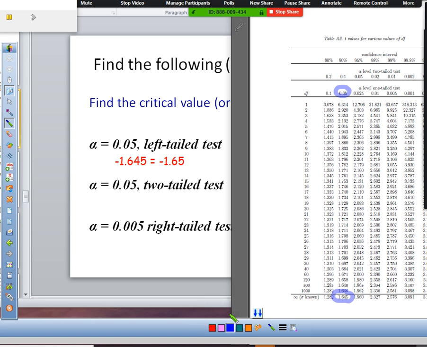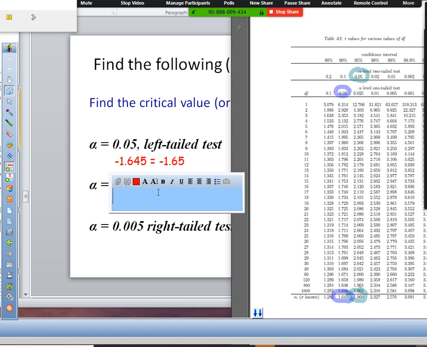For alpha is 0.05, two-tailed, that's this one here. So that means we're going to use this number down here, 1.96. And again, that can be positive or negative. So here that's going to be negative 1.96, comma positive 1.96. You're going to have two of them.